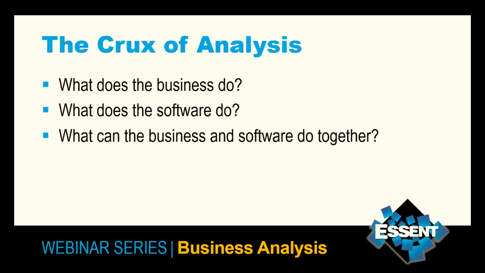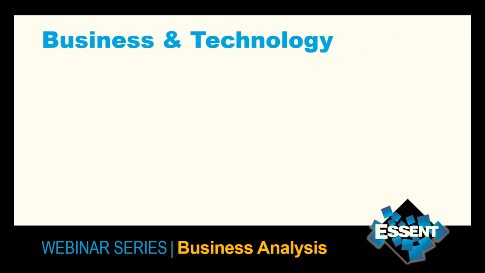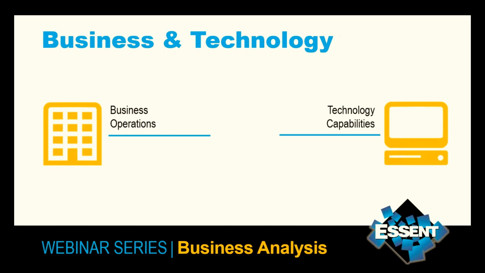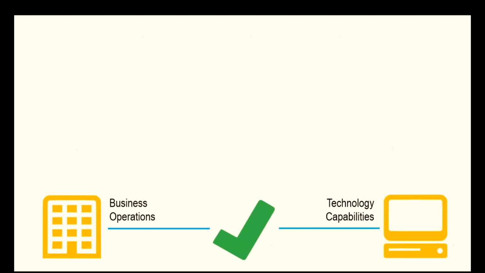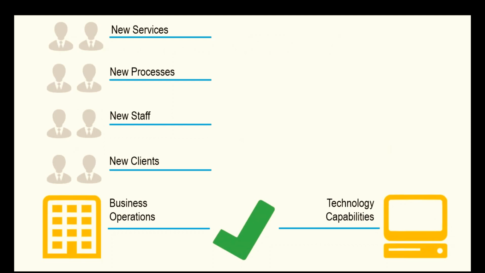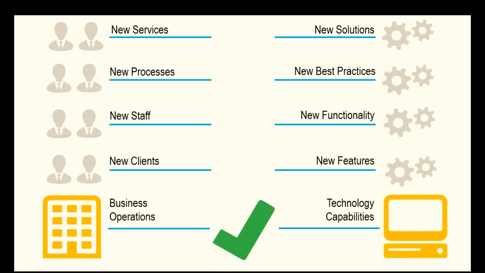Let's take a look at the business-technology relationship. At the beginning, the business has its operations, the technology has its capabilities, and you find the best way that they work together. But what happens next? Both the business and the technology evolve over time. The business adds clients, staff, processes, services, and more. And the software provider adds features, functionality, best practices, solutions, and more.